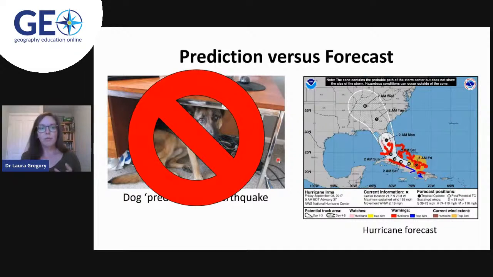And so that word forecast is the appropriate term to use when we're talking about whether we can know when, or where approximately, an earthquake is going to happen. And so here we have our hurricane forecast. Now, when we're dealing with hurricanes, I'm actually from Florida, I'm from right in here. So I understand what it's like to deal with a hurricane coming.